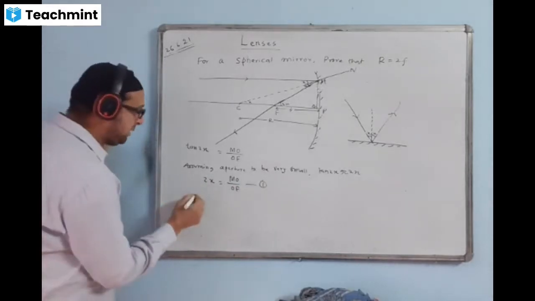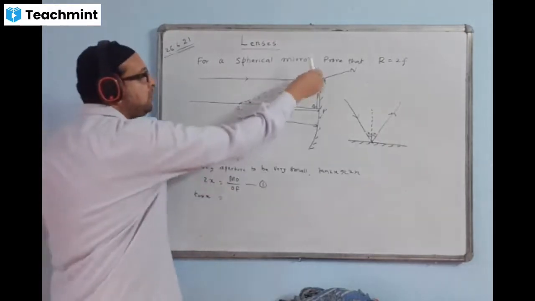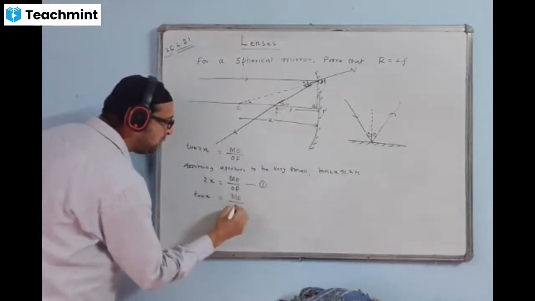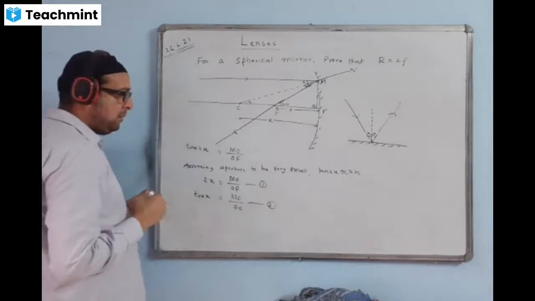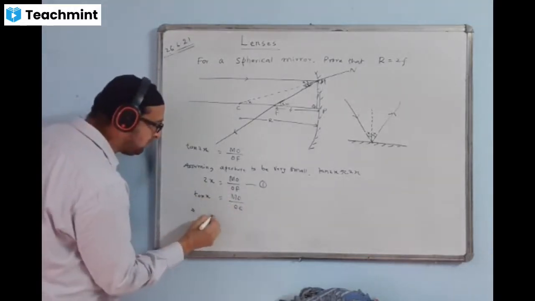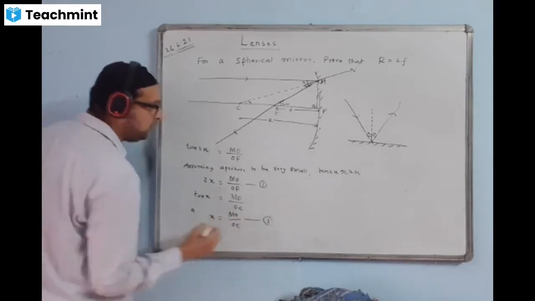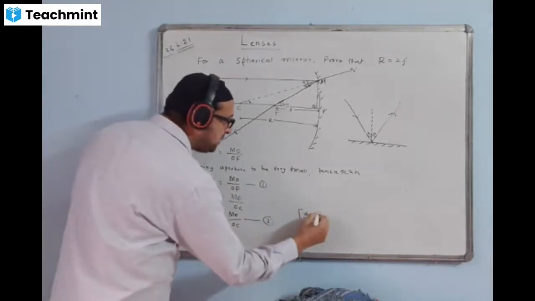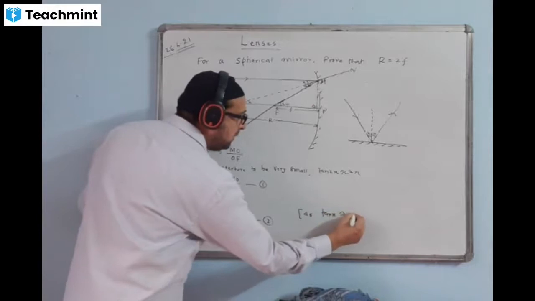Similarly, I write tan x. Tan x will be equal to MO by OC. Angles are small only, so tan x will also become x. That is x equals MO by OC, and mark equation number 2. Same reason, tan x is nearly equal to x.